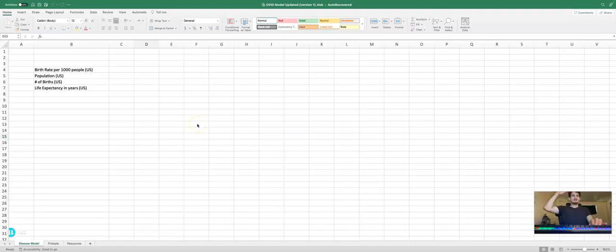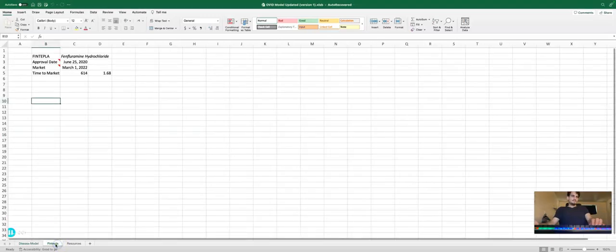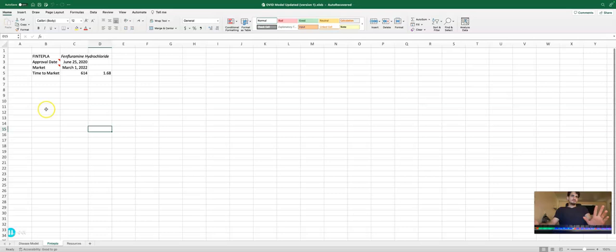So what we're going to do here today is actually build the financial model for Ovid Therapeutics. We're going to use Fintepla, which is a similar drug that recently got FDA approval. It's called fenfluramine hydrochloride. That's the molecule name. However, it is called Fintepla. It was approved on June 25th, 2020, and it actually reached market in 2022.